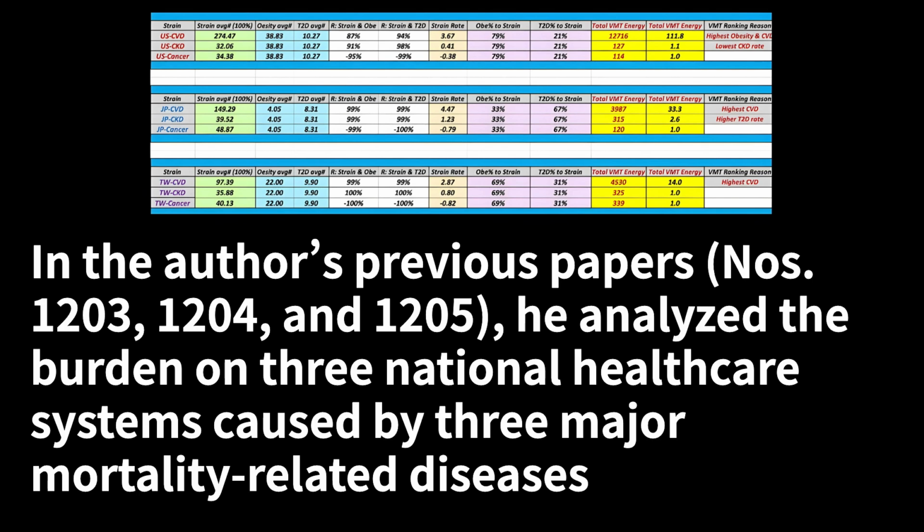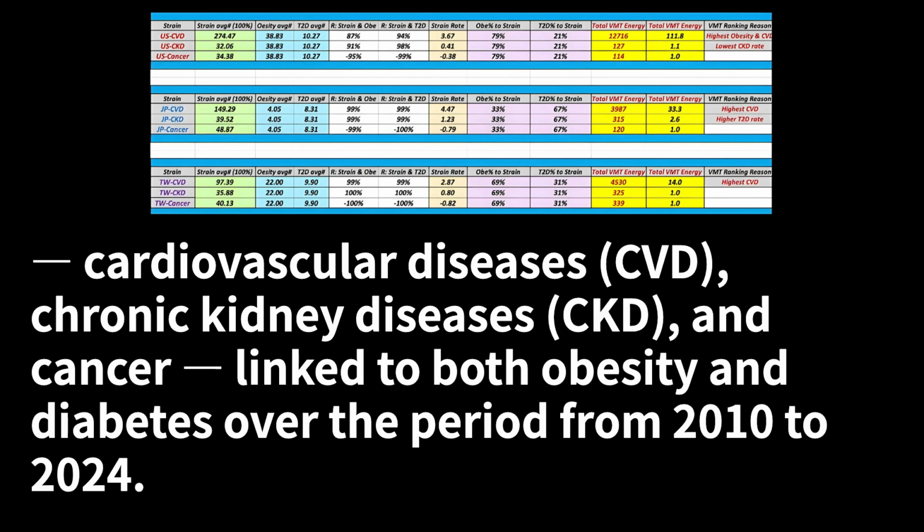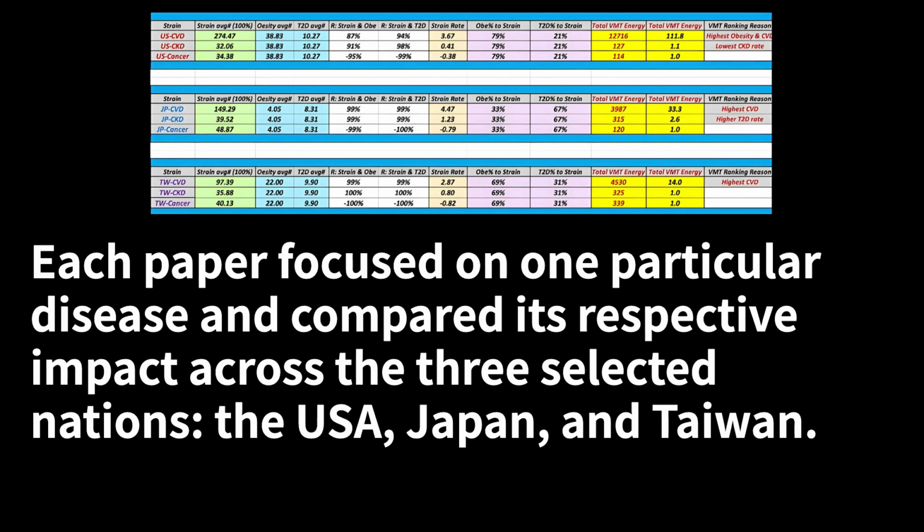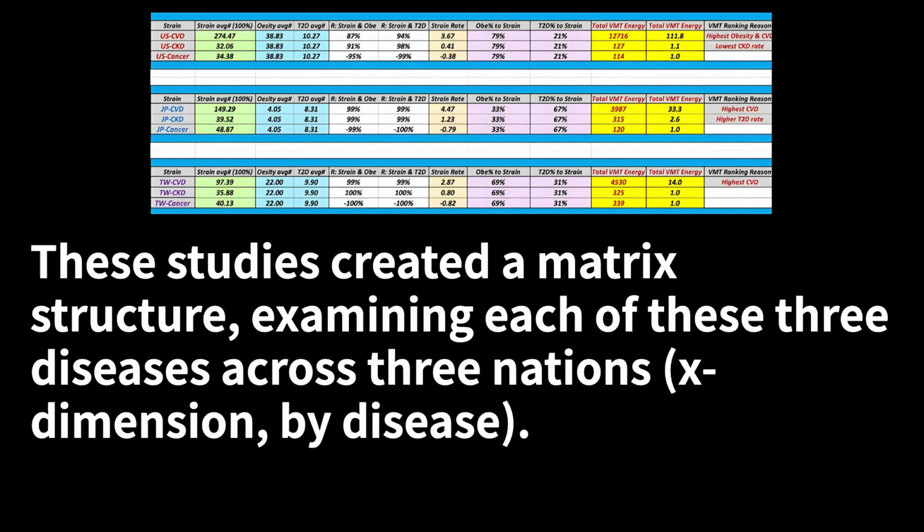Brief description. In the author's previous papers Nos. 1203, 1204, and 1205, he analyzed the burden on three national healthcare systems caused by three major mortality-related diseases: cardiovascular diseases CVD, chronic kidney diseases CKD, and cancer linked to both obesity and diabetes over the period from 2010 to 2024. Each paper focused on one particular disease, and compared its respective impact across the three selected nations: the USA, Japan, and Taiwan. These studies created a matrix structure, examining each of these three diseases across three nations, X dimension, by disease.